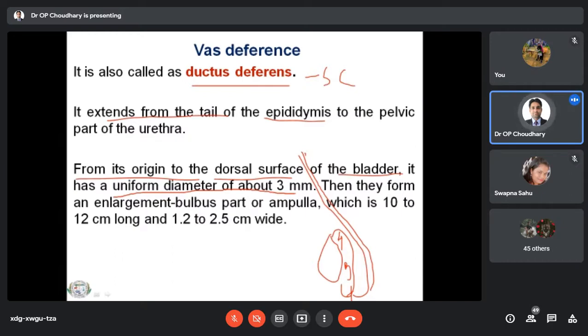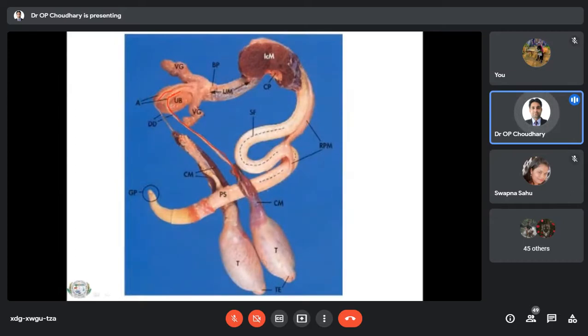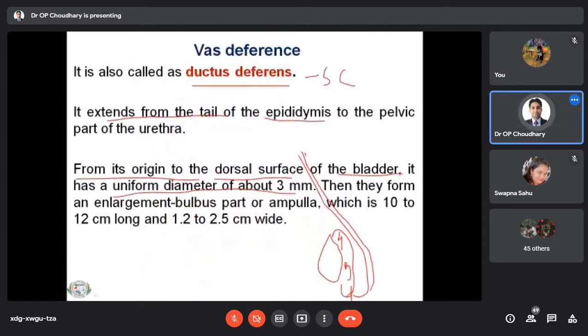Then it forms an enlarged bulbous part called the ampulla at the dorsal part of the bladder, that is 10 to 12 centimeter long and 1 to 2 centimeter wide. You can see here the diameter is uniform up to this part, but here it will enlarge and form a bulbous part. It is called the ampulla of the vas deferens or ductus deferens.